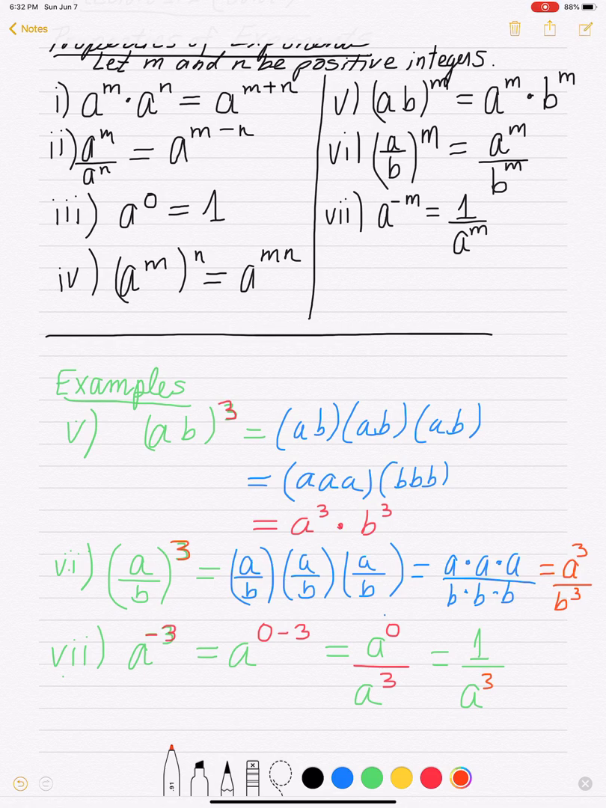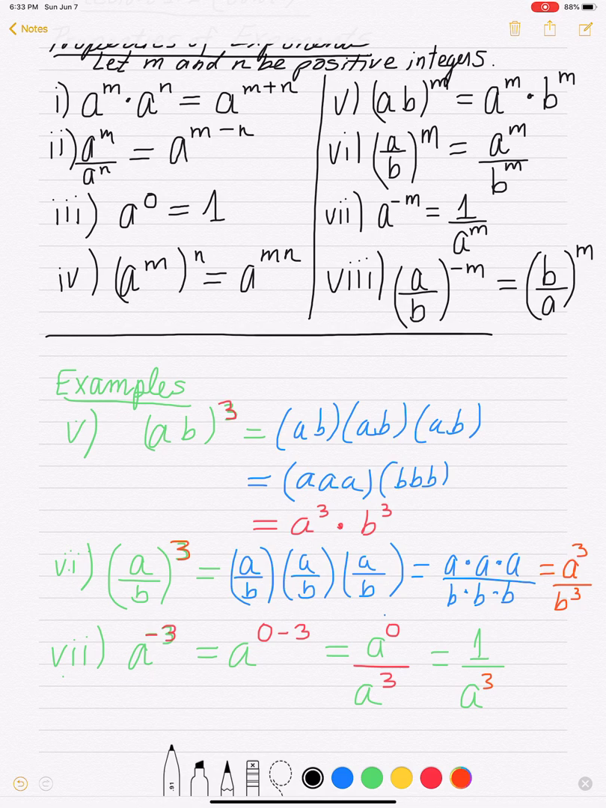Okay, one final property. Number 8. Number 8 is directly related to number 7. It's a little more complicated, so I'm not going to really get into the details of it. Let's say you got a over b to the negative m power. So let's say you got a fraction this time to a negative power. Well, what you can do, you can flip the fraction and make the exponent positive. Yeah, flip the fraction makes the exponent positive.